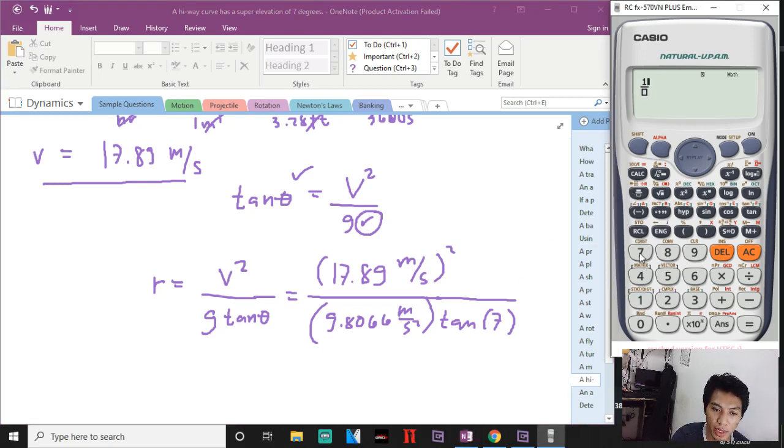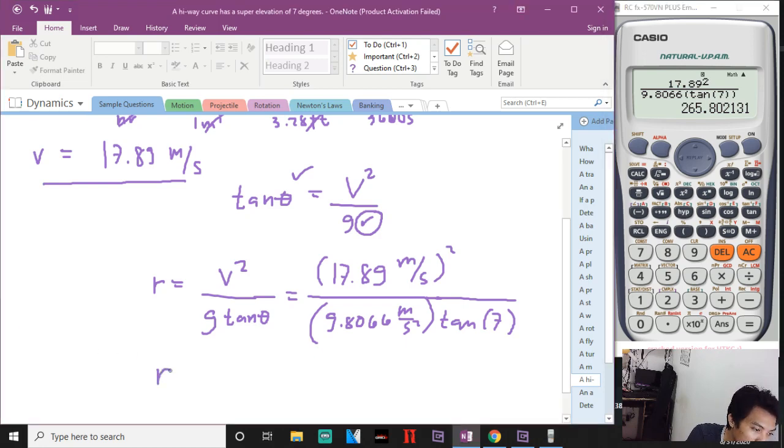Okay, 17.89 squared over 9.8066 multiplied to tangent 7 degrees equal to 265.80. R is 265 meters. Yan yung radius of the curve.